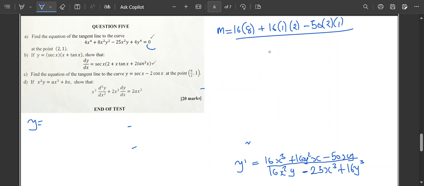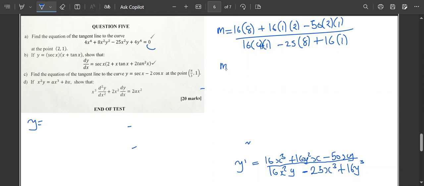Okay, so now again we have 16, open bracket, we have 2x, that will be now 4. Then open bracket, y is 1, right? Minus 25, open bracket. So our x now is 2, that will be again 8. Then plus 16, open bracket. Our y is 1, which is just 1.